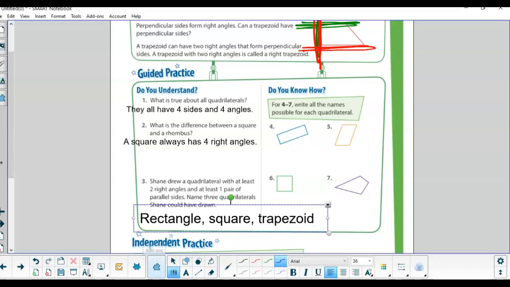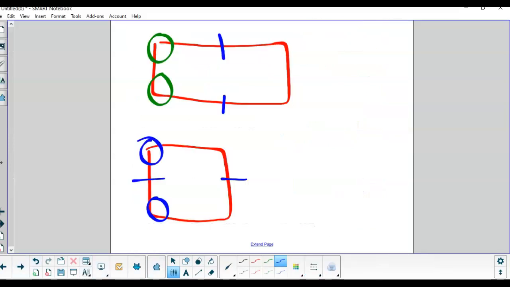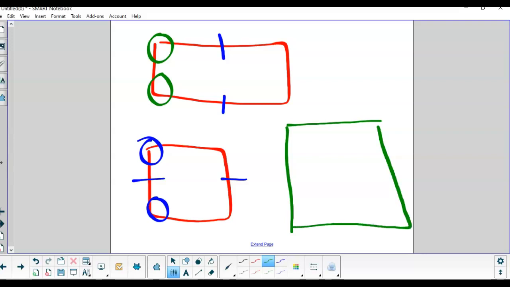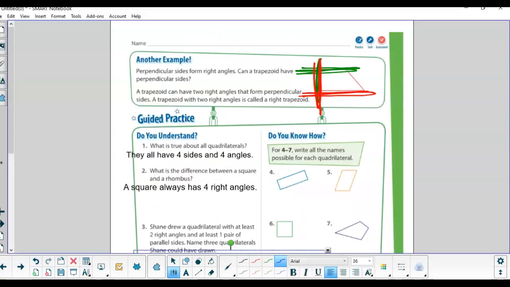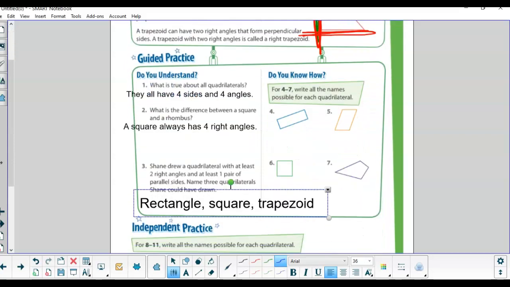But again, it's not a trapezoid drawn as the traditional way we remember seeing a trapezoid drawn. In order for a trapezoid to have at least 2 right angles, it must be drawn like this. 1 right angle, another right angle. And again, my opposite sides there are parallel. So those were your 3 figures that Shane drew: a rectangle, a square, and a trapezoid.